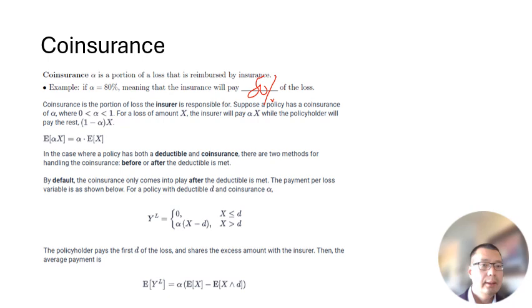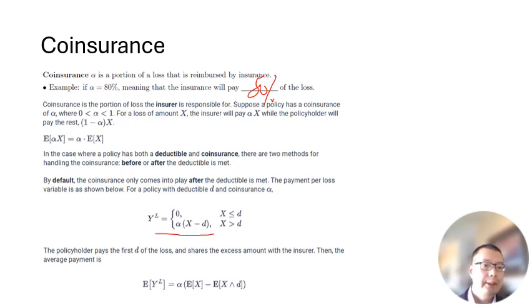In the case where a policy has both a deductible and coinsurance, there are two methods for handling coinsurance: before and after the deductible is met. By default, the coinsurance only comes into play after the deductible is met. The payment per loss variable is shown below for a policy with deductible D and coinsurance alpha. That's why you have to use the deductible first, then apply alpha in this payment case.